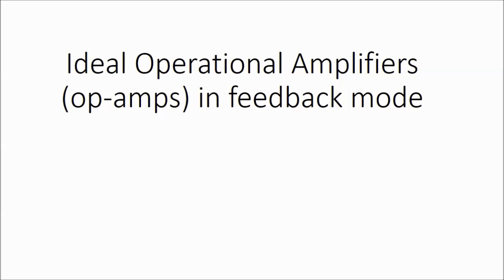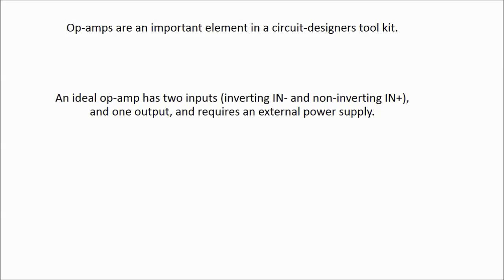This is a lesson on ideal operational amplifiers, also known as op-amps, that are used in feedback mode. Op-amps are an important element in circuit design. They can be purchased in many forms, including integrated circuit form. So the purpose of this lesson is to help us understand how an op-amp works in an ideal setting, so that we can then build on that later and understand how real op-amps differ from ideal ones.